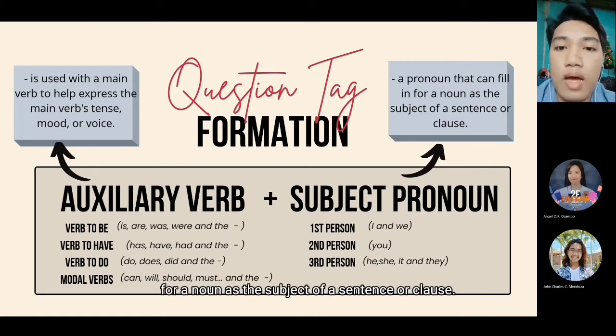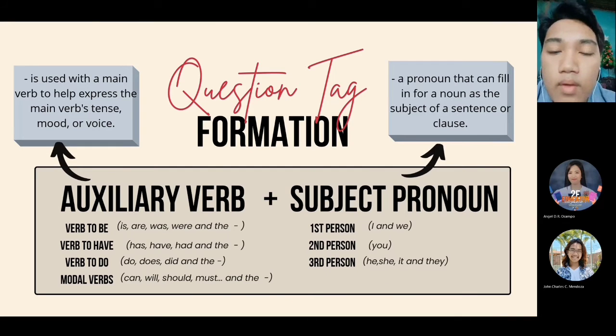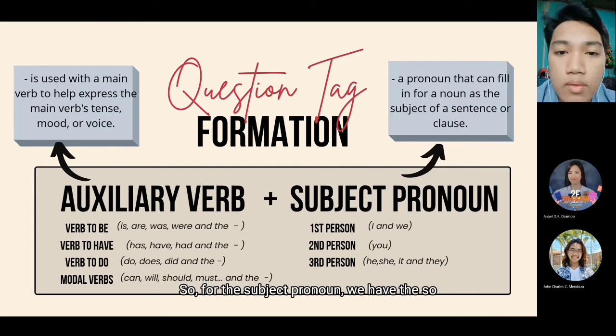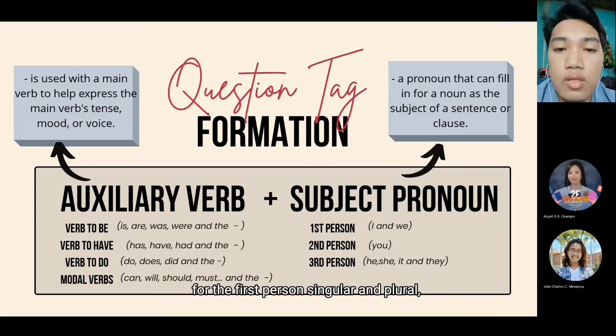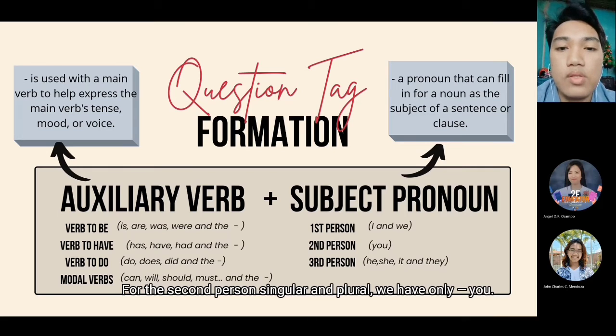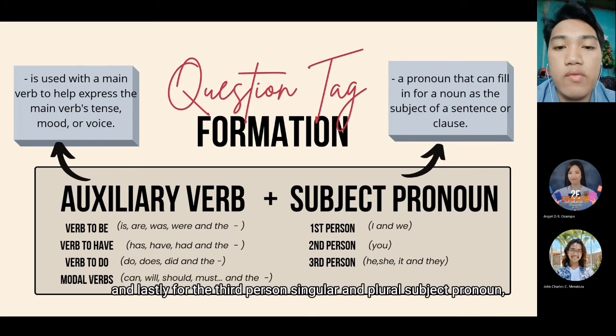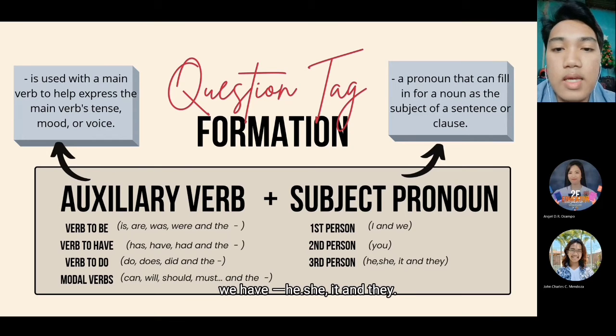On the other hand, for the subject pronoun, as per definition, a subject pronoun is a pronoun that can fill in for a noun as the subject of a sentence or clause. For the first person singular and plural, we have I and we. For the second person singular and plural, we have only you. And lastly, for the third person singular and plural subject pronoun, we have he, she, it, and they.